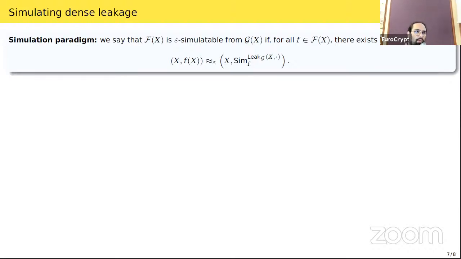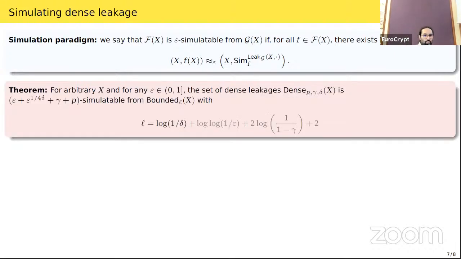However, the simulator only has access to a single leakage query, using a single leakage function from the family G. Through this paradigm, we prove the following result. That is, in particular, that the family of dense leakage is simulatable with small simulation error from the family of bounded leakage. Also, the main parameters of dense leakage and bounded leakage are tightly related with a small overhead, which is negligible in almost all practical situations.